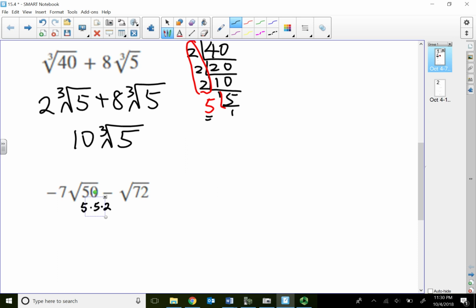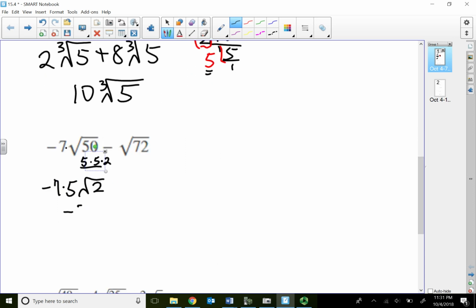Sometimes I break it down just right below my radicand. Again, I'm looking for these two 5's to go outside the square root. When they come out, they become one 5. This 2 has to stay on the inside. In front of it, I already had a negative 7. So now this problem becomes negative 7 times 5 times square root of 2, which gives me negative 35 times square root of 2.